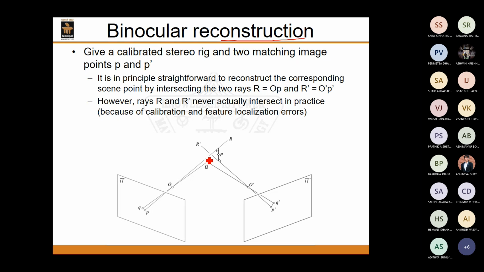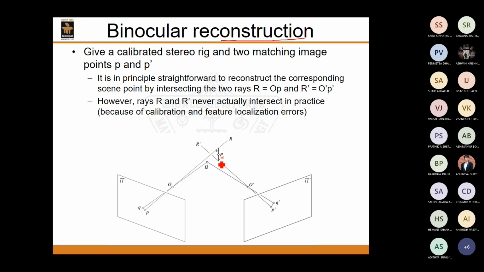Since these two lines do not intersect, what you can do is find the minimum distance between these two lines, right? To calculate the minimum distance, we draw a line which is normal to both lines. You have a line going through, let's say, OR, and the other line going through O dash R dash. We draw a line normal to both these lines, and find the midpoint of this shortest distance. This midpoint is then considered to be the 3D point.